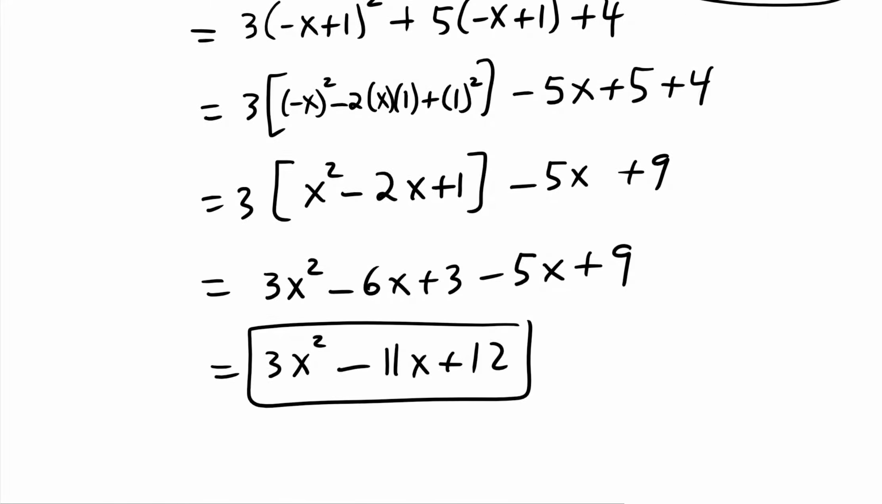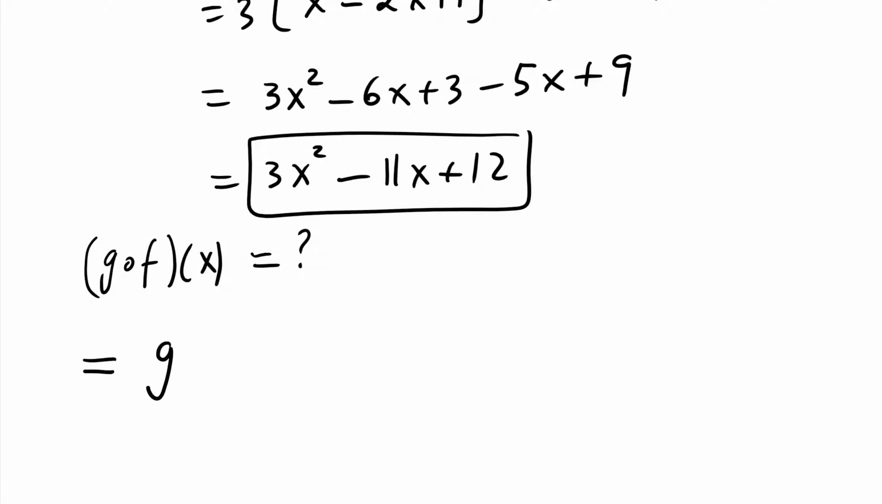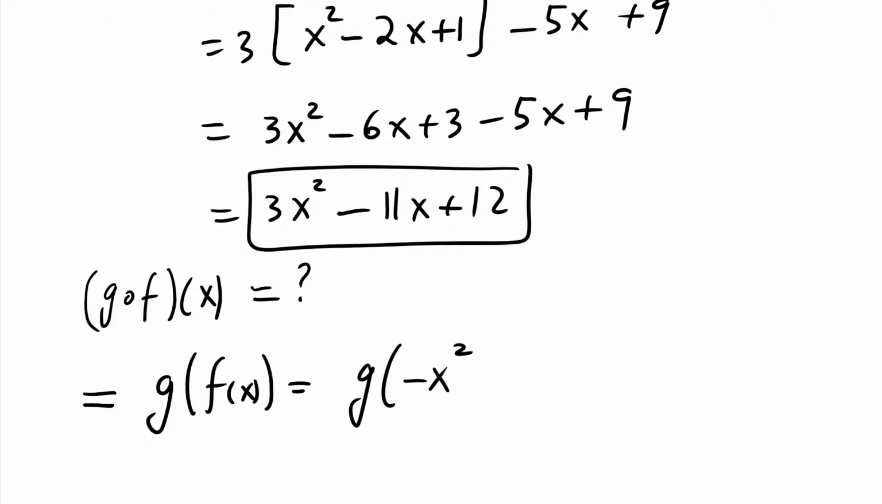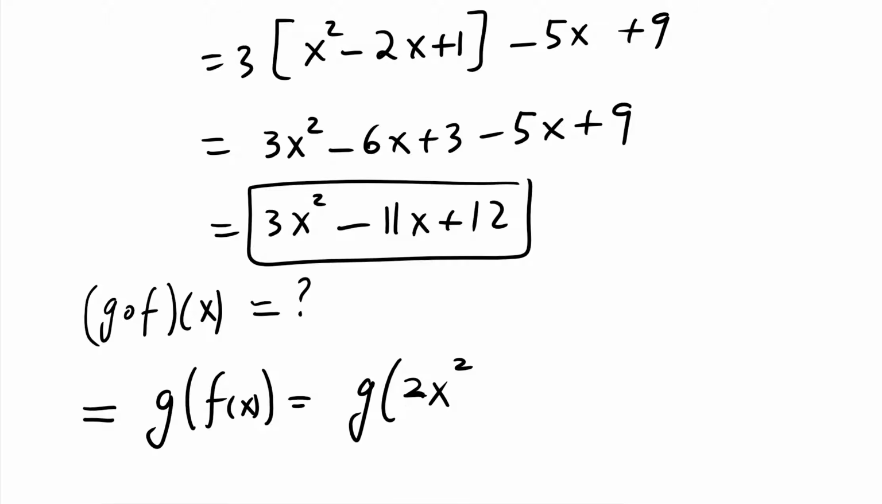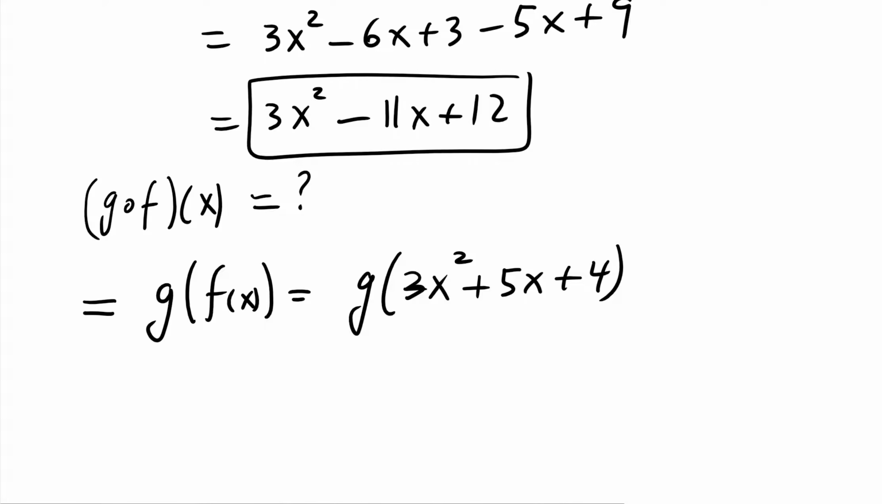What about if we do the other way around? They ask us g composed with f of x. Again, by definition, this means it's g of f of x. And f of x was given as 3x squared plus 5x plus 4. And now we go back to the function g.